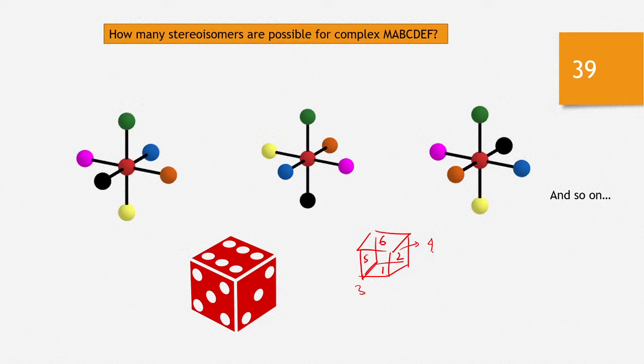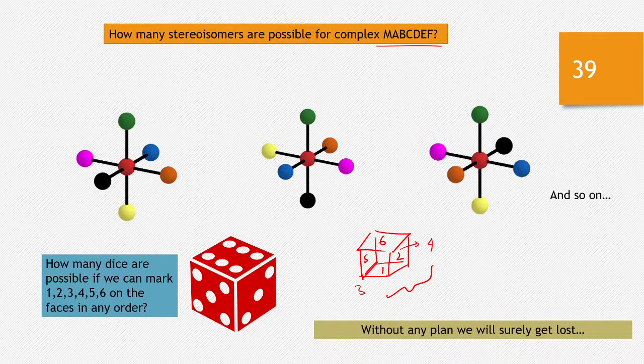Why so? I don't understand. Maybe people like to stick to certain kinds of traditions. But if you break this tradition, and you don't follow this rule, think about how many dice are possible, right? It's the same question as how many stereoisomers are possible with complex MABCDEF, because in a dice also we have these 6 directions: up, down, left, right, front, and back, isn't it?